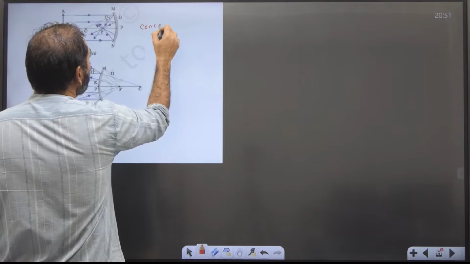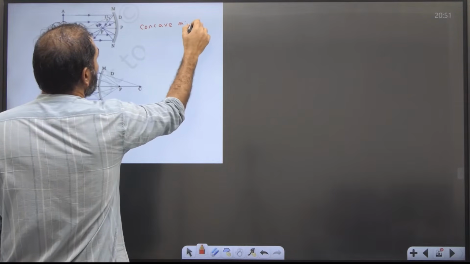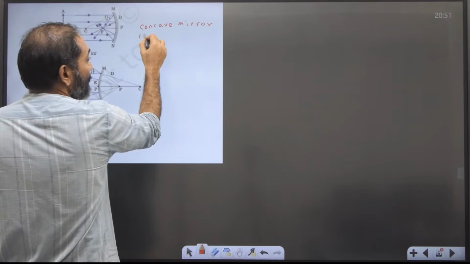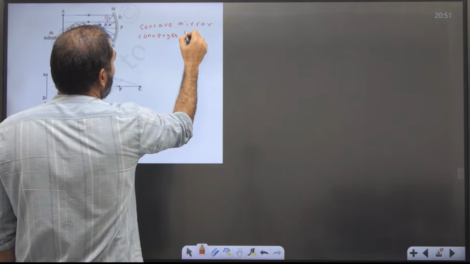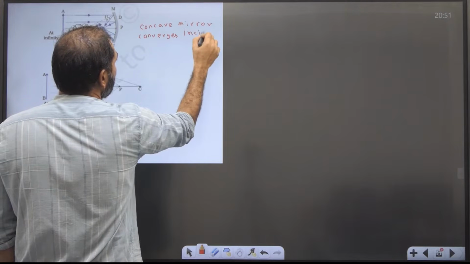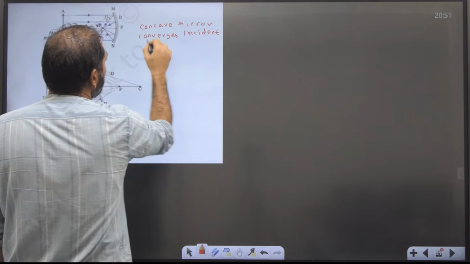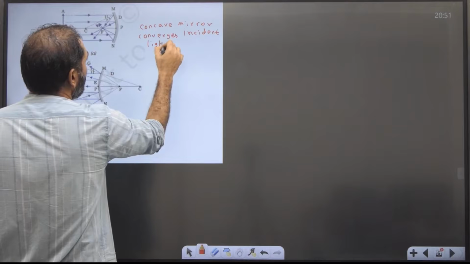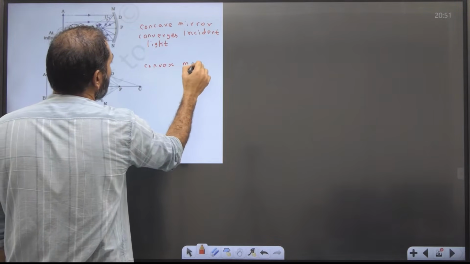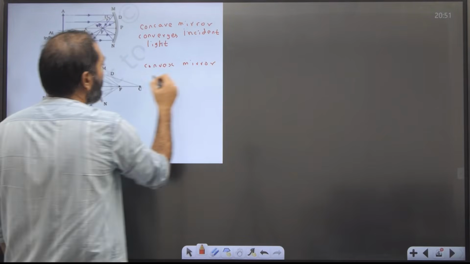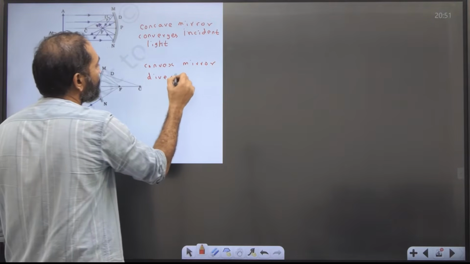Concave mirror converges incident light. Convex mirror diverges incident light.